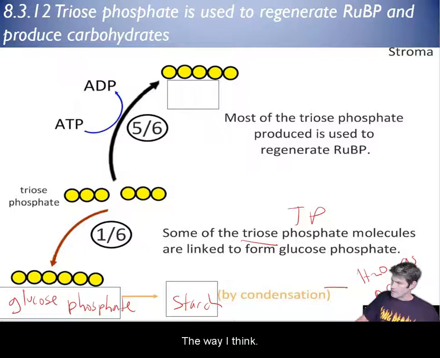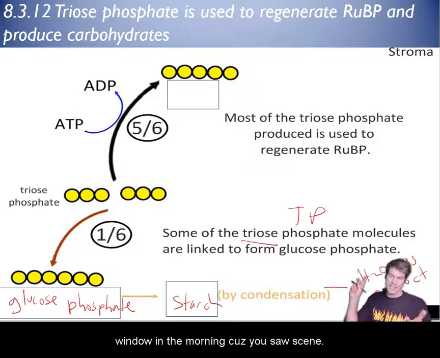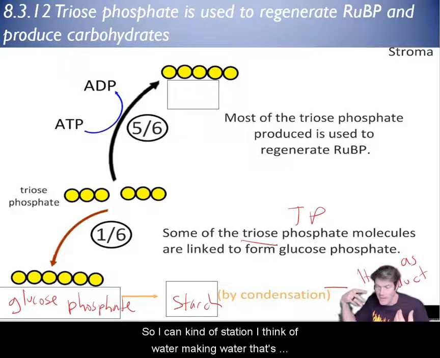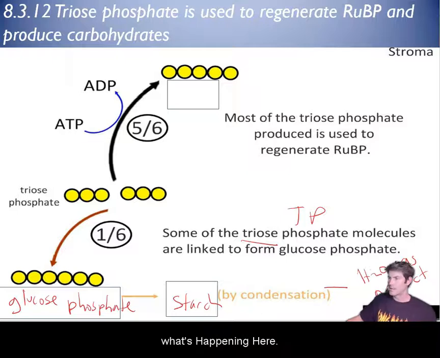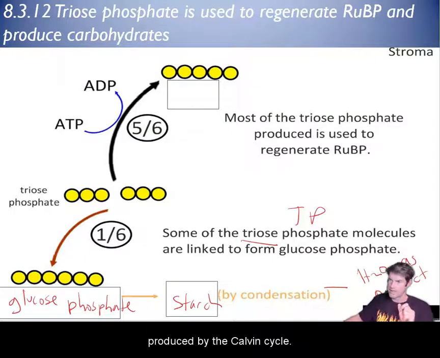The way I think of what is condensation? I think of condensation on your car window in the morning, because you've all seen that, where water has changed from a gas to a liquid on the windshield. So I think of condensation, I think of water making water. That's what's happening here when you're building those 3 and 6 carbon molecules that are being produced by the Calvin cycle.